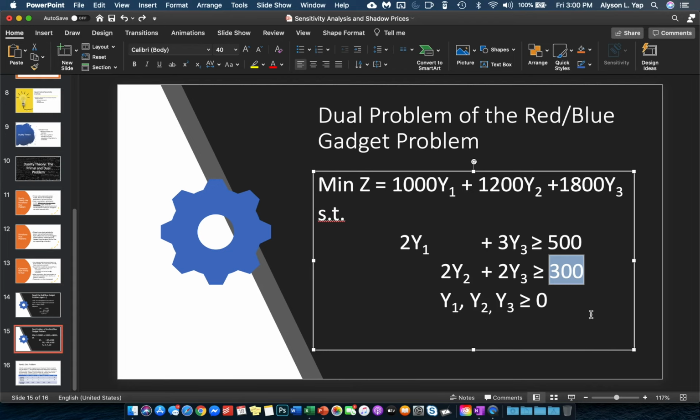And that is how we understand the dual problem of the red blue gadget problem. And I'm guessing for every primal and dual problem, this is how we frame the dual problem's definition, or how we understand the dual problem.